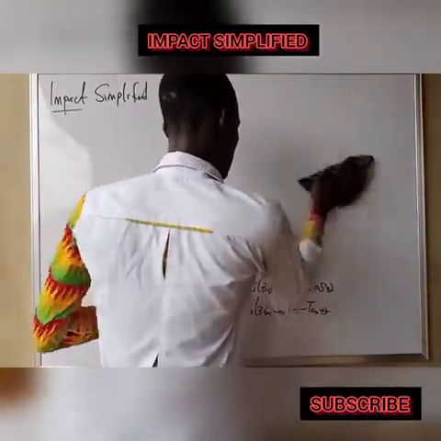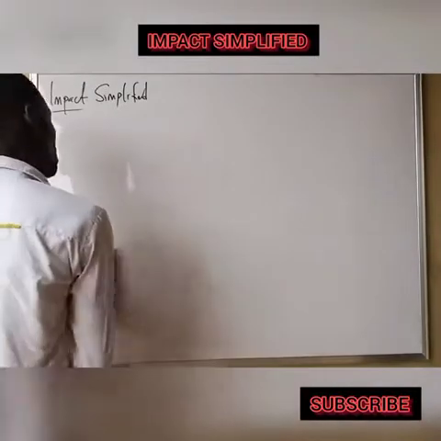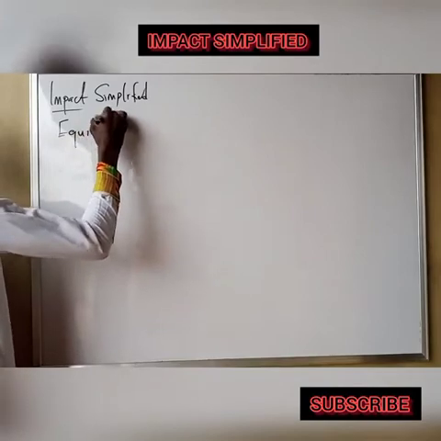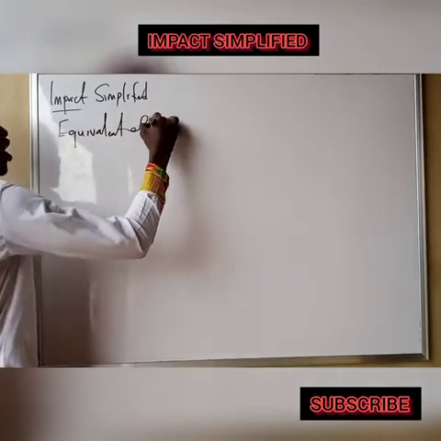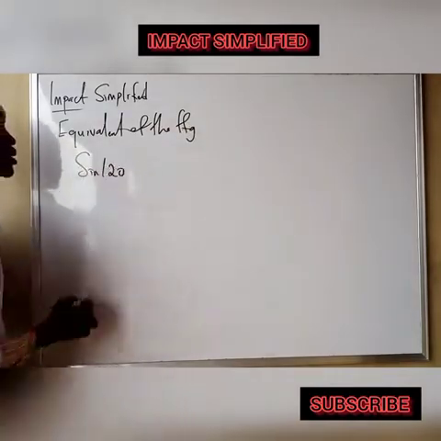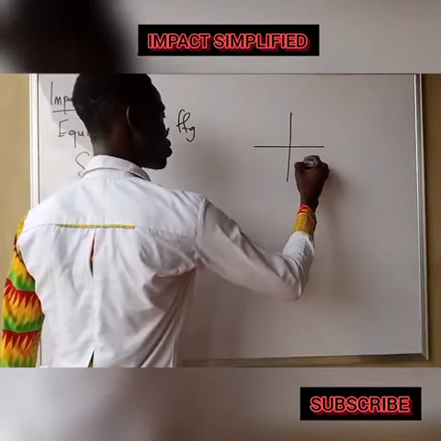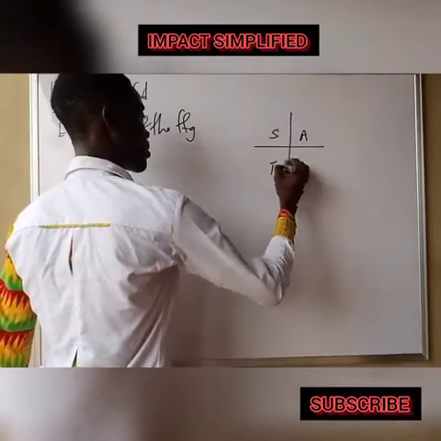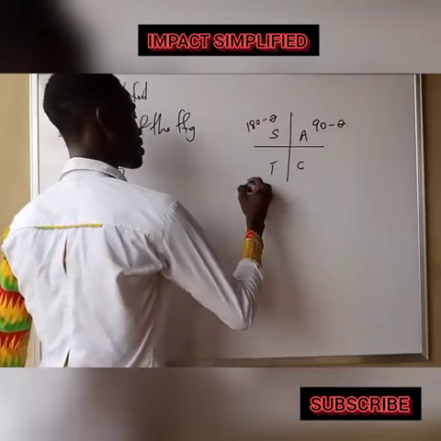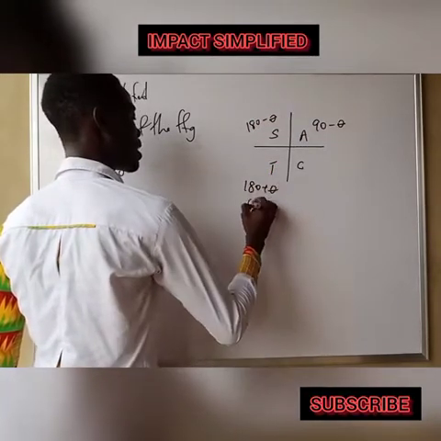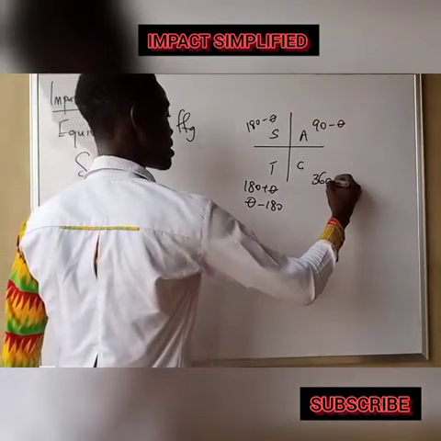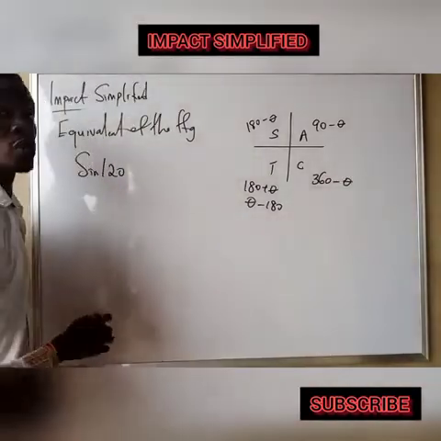So let's look at examples under the quadrant. They say find the equivalent of the following. And here we have sine 120. The first thing we have to do is to draw our quadrant cast. And we have here 90 minus theta, 180 minus theta, 180 plus theta or theta minus 180, and 360 minus theta.